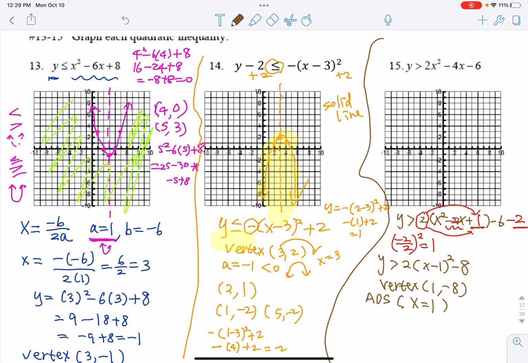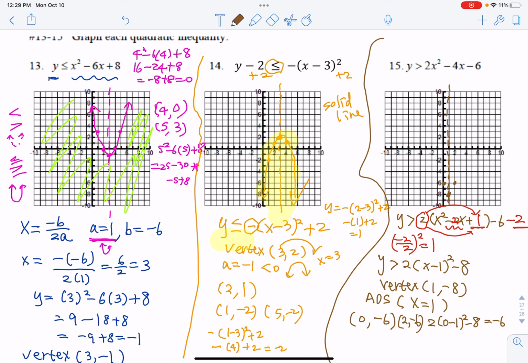So I will graph x equal to 1 as the axis of symmetry. And then the vertex at 1, negative 8 here. And then let's plot some points, which is at 0. If I plug in 0, 2 times 0 minus 1 squared minus 8. So negative 1 squared will be 1, times 2, 2, minus 8 will be negative 6. So 0, negative 6 is here. Then you have a reflecting point at 2, negative 6.